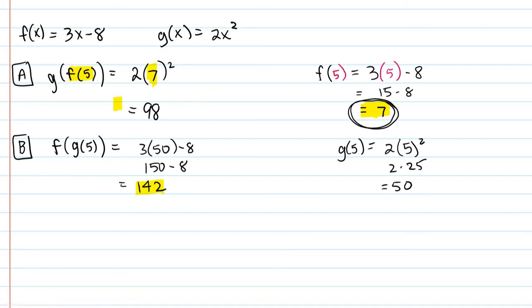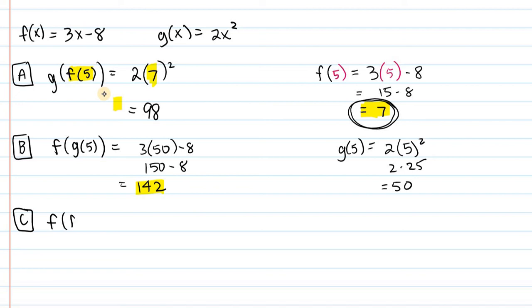Okay, so we wanted f of g of 5. So over here we found g of 5 by plugging 5 into the function, and we got 50. That was the result of g of 5, so we then plugged that result into our f of x function. And when you plug in 50 to the f of x function, you get 142. Cool. Let's look at another way to solve this.